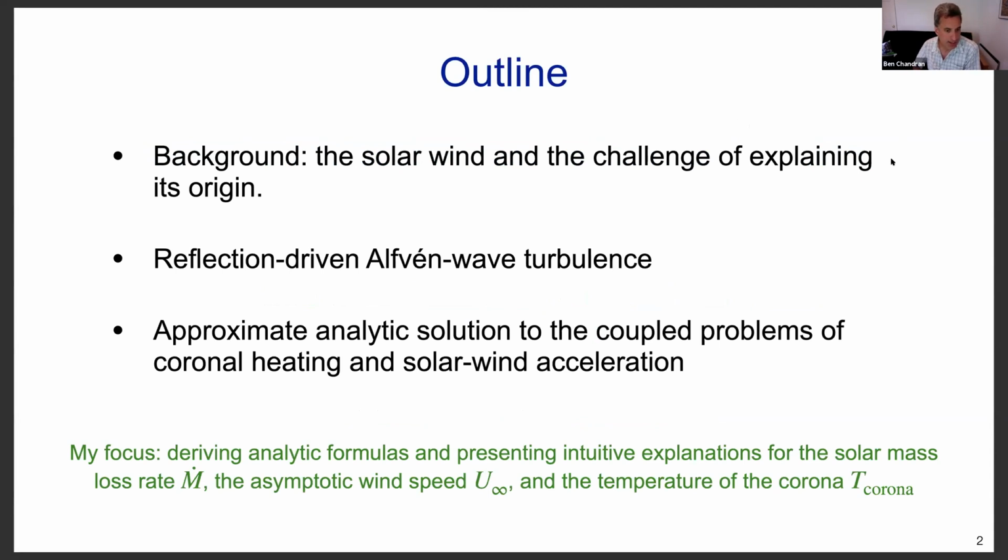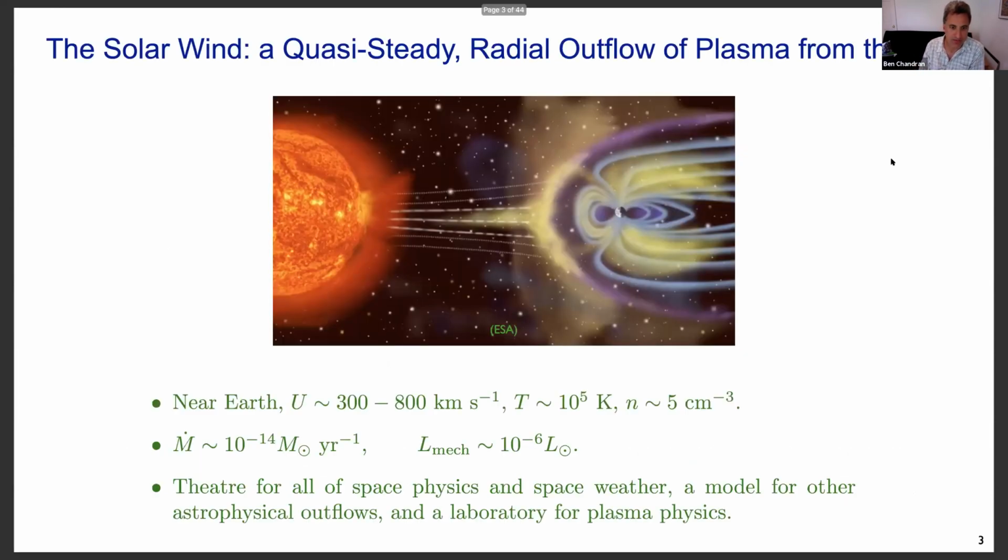And then in the third part of the talk, I'll present an approximate analytic solution to two coupled problems: solar wind acceleration on the one hand and the heating of the corona on the other. My focus in this presentation is really on trying to derive analytic formulas and present intuitive explanations for three quantities: the solar mass loss rate, m dot, the asymptotic wind speed, that's the wind speed very far from the sun, and also the temperature of the corona, and try to build up our understanding of this system through an analytic treatment.